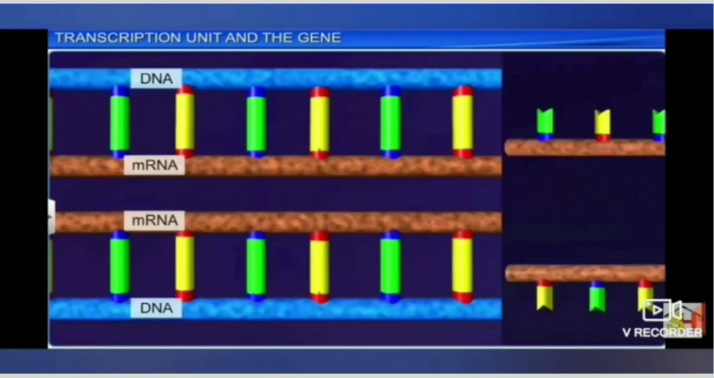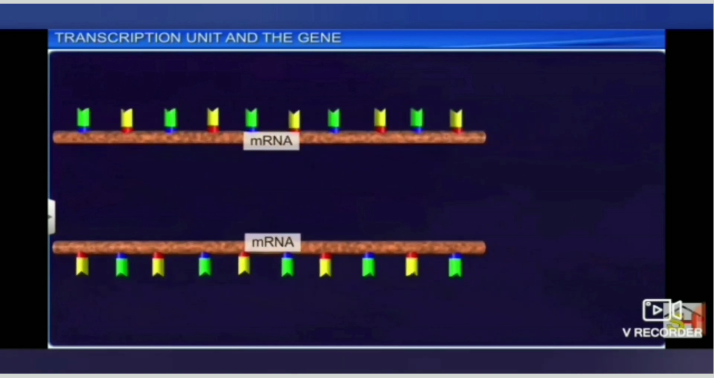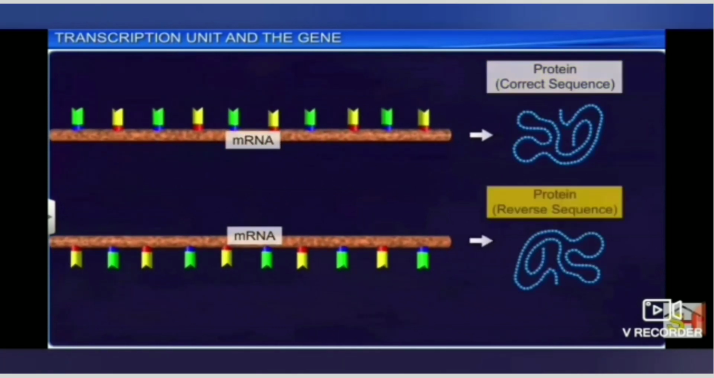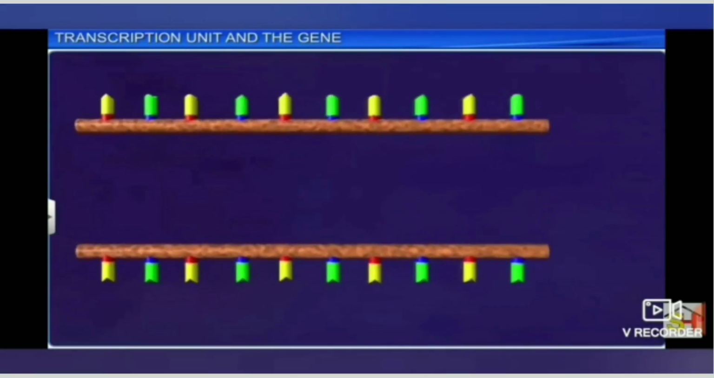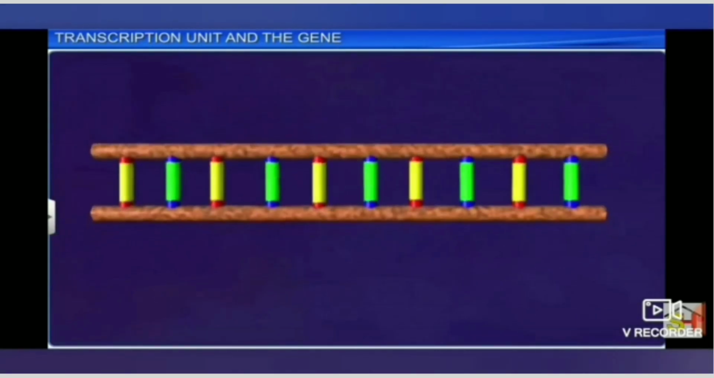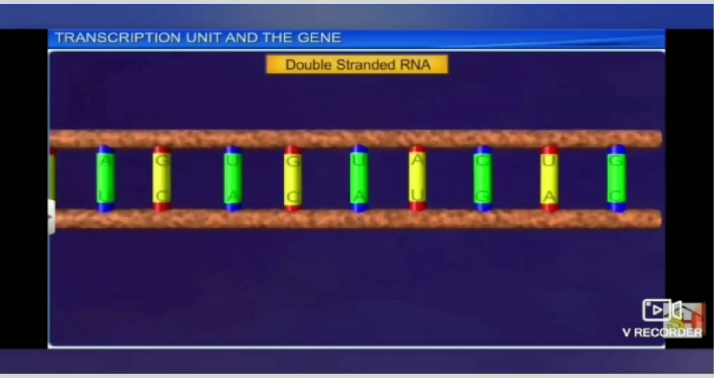Both the strands are not copied during transcription. If both acted as a template, they would code for RNA molecules with different sequences. And if two RNA molecules were produced simultaneously, they would be complementary to each other and would form double-stranded RNA.